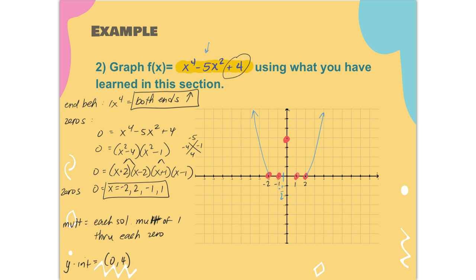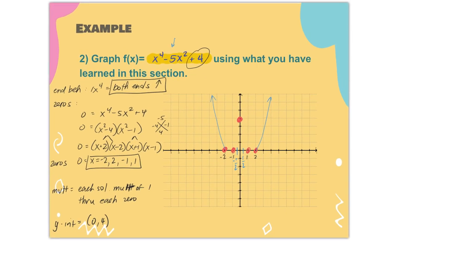Sadly, I try to choose integers, but there are none available. So I would have to choose maybe negative a half, maybe positive a half. Maybe those would be the two numbers that I would pick. I'm not going to take all the time here to do that, but let's just say I did one. I'm going to do positive a half.